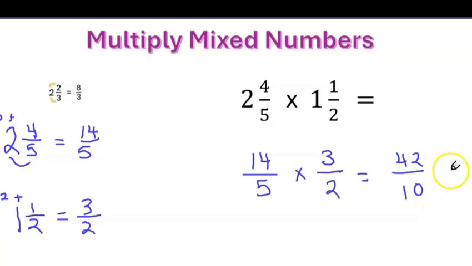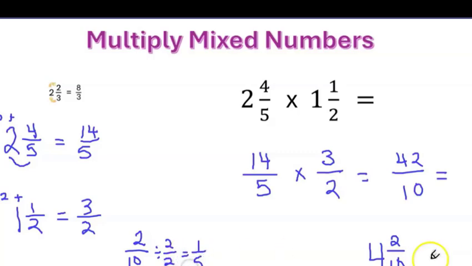So I want to convert this, I have an improper fraction and I want to make this a mixed number. So 10 divides into 42 4 times with 2 left over. So it's 4 2/10. I can actually simplify 2/10, like over here on the side. I can simplify that by dividing by 2 over 2, and I get 1/5. So my final answer is going to be 4 1/5.